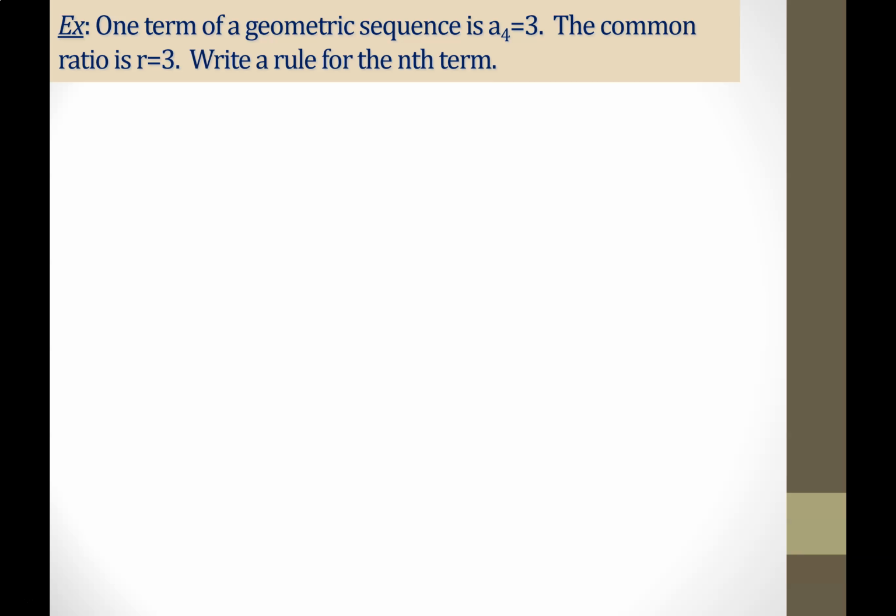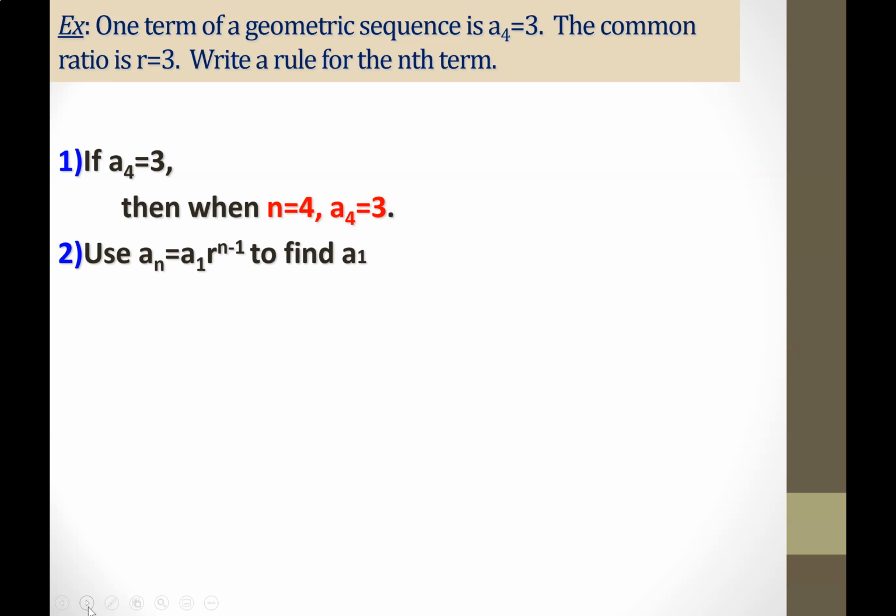Let's try an example here. A term of the geometric sequence is a sub 4 equals 3. The common ratio is r equals 3. We need to write a rule for the nth term. So we know that a sub 4 is 3, so we know that n is going to be 4.